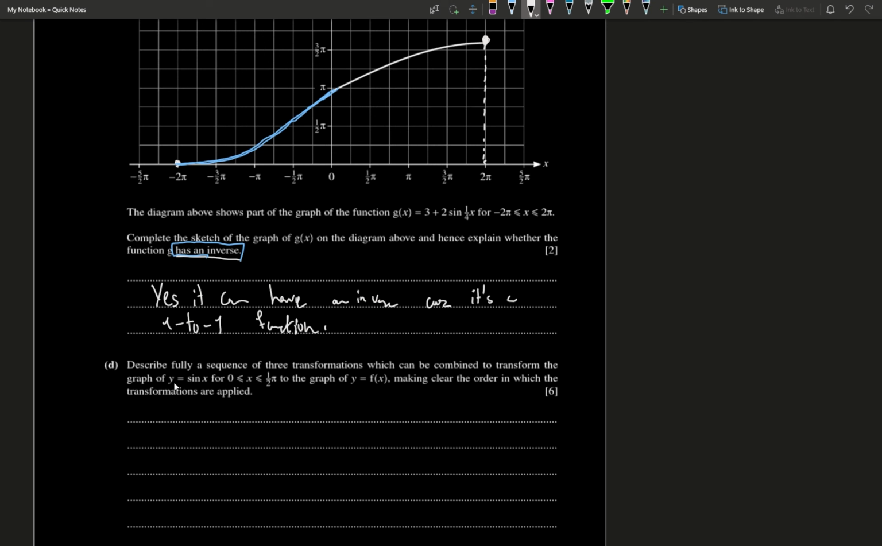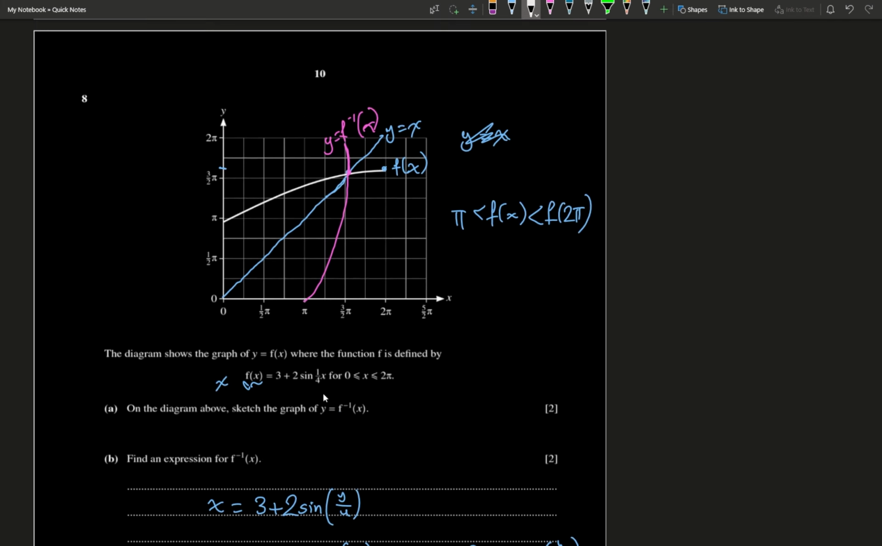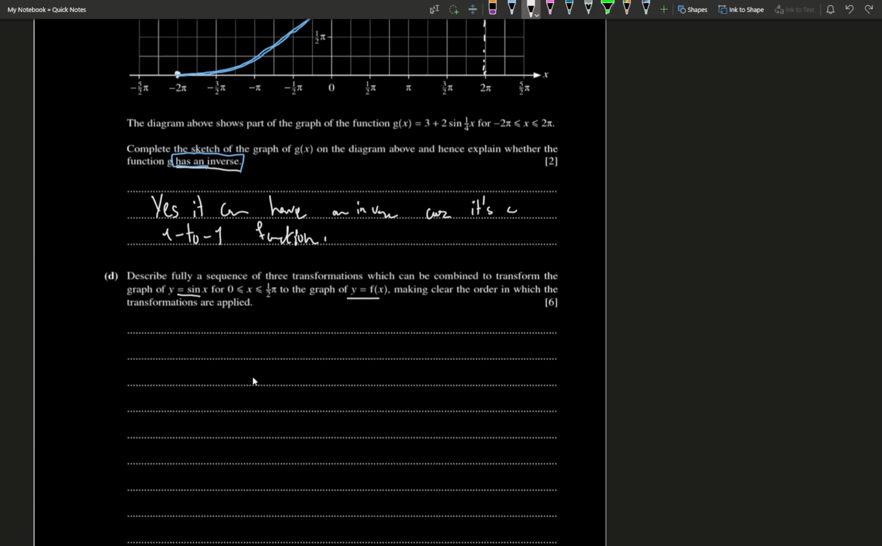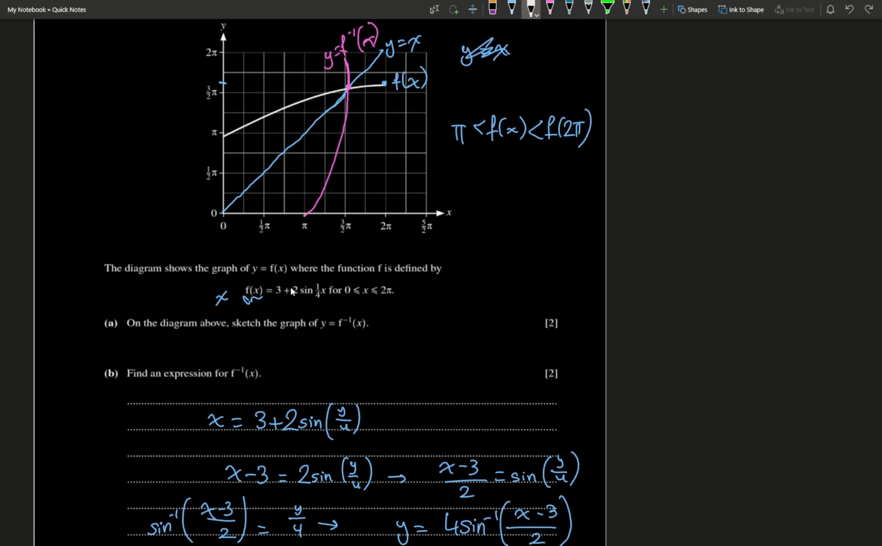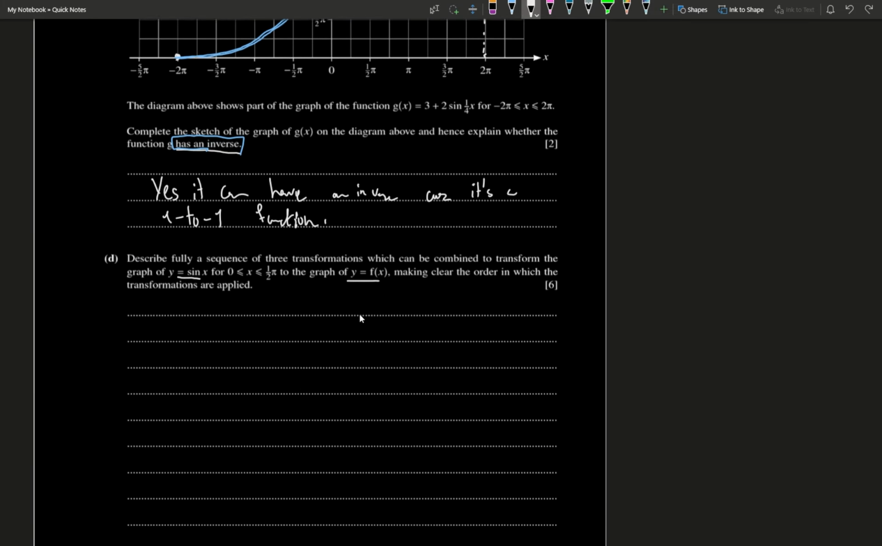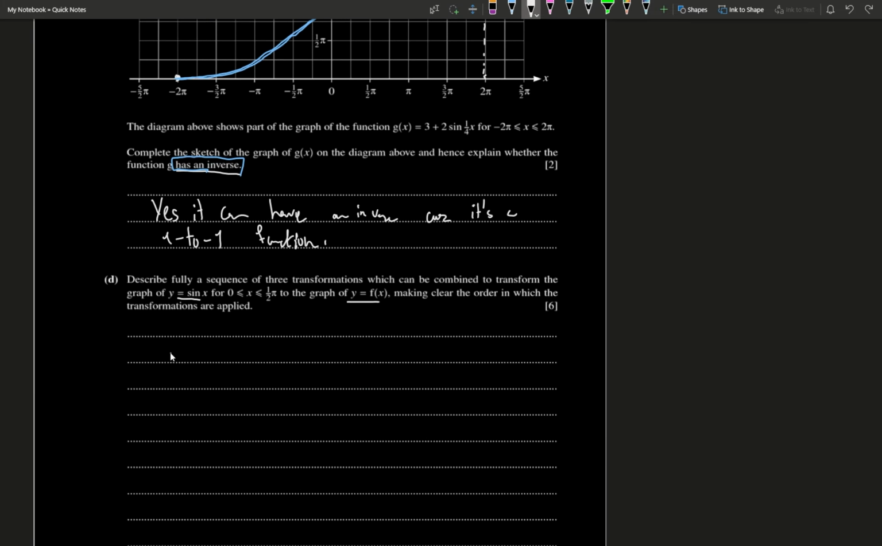Nice. Now for part D, describe fully a sequence of 3 transformations which can be combined to transform the graph of y is equal to sine of x for x greater than or equal to 0 and less than or equal to pi over 2 to the graph of y equals f of x, making clear the order in which the transformations are applied. y is equal to f of x is the graph above, the dotted one. Okay, so let's write f of x, which was 3 plus 2 sin x. I will write f of x like this, and I will write y is equal to sin x.